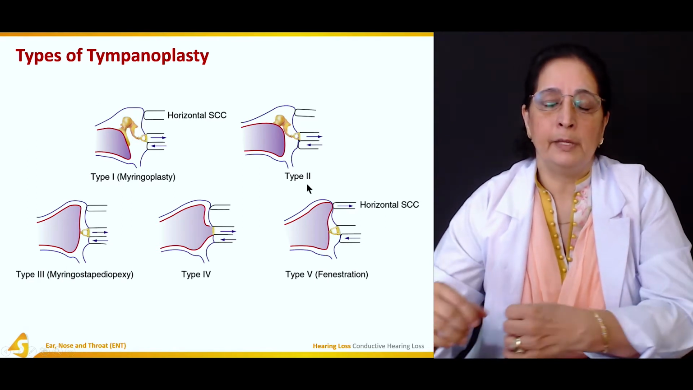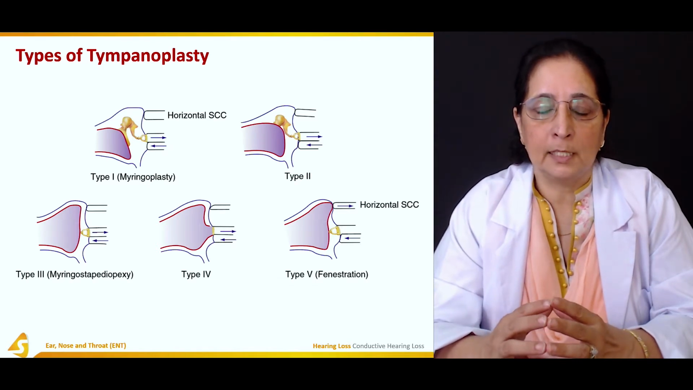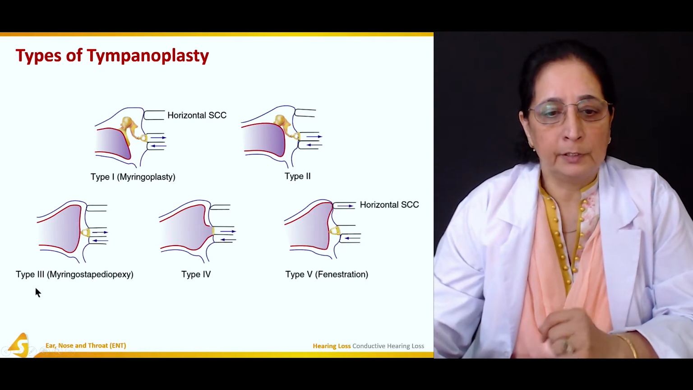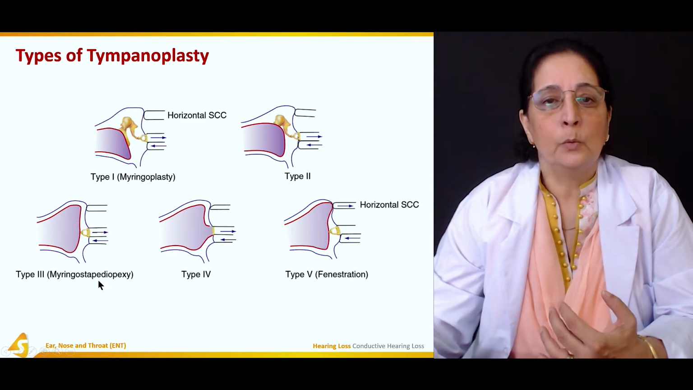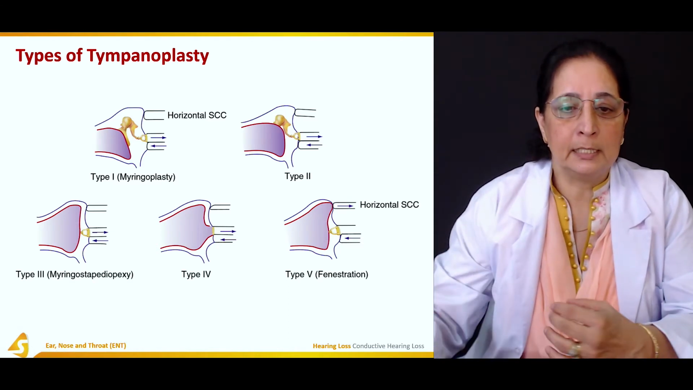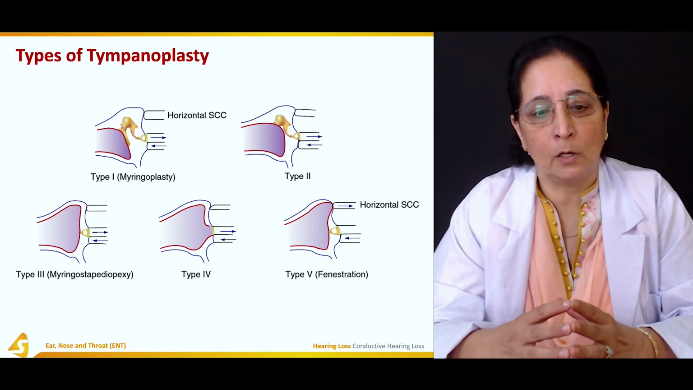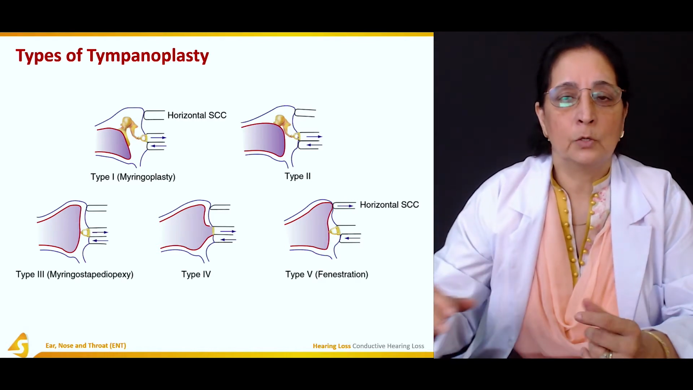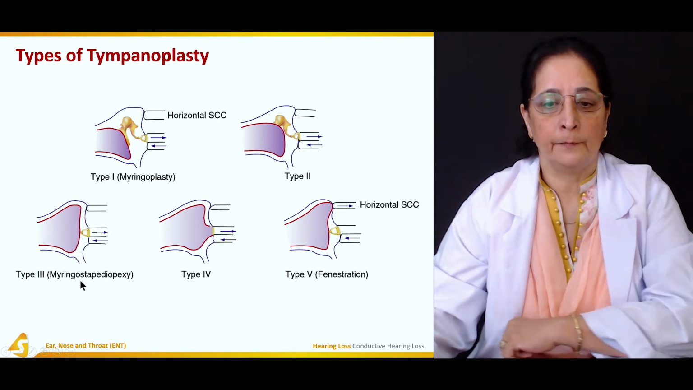In type 2, if there is erosion also of the malleus ossicle, then type 2 is performed. And then type 3 is, as the name shows, myringostapediopexy. Pexy is fixing or bringing down. So in this, the tympanic membrane and along with the malleus, the stapes is also affected, and there is erosion of the stapes also. So along with the tympanic membrane, there is fixation of the stapes.